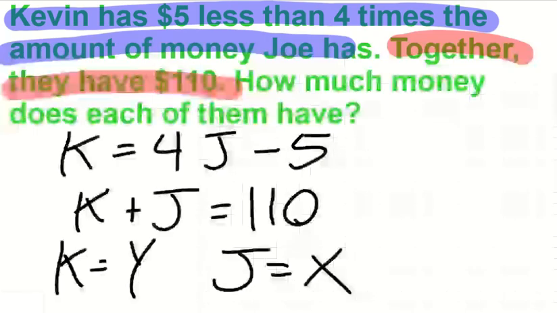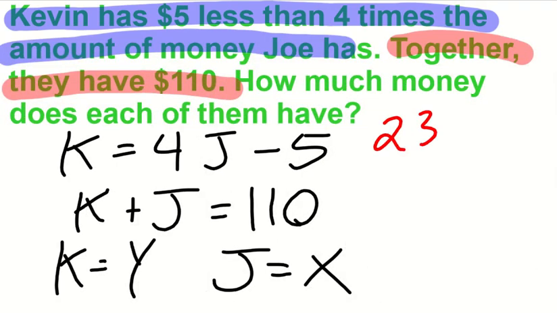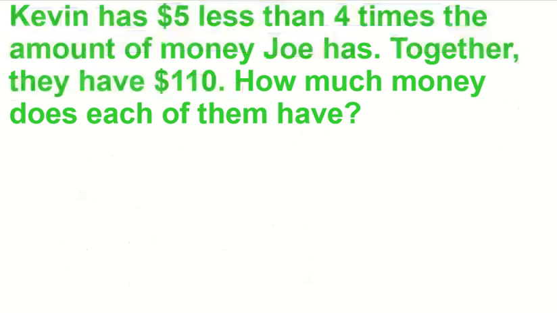So when we have 23, 87, how much money does Joe have? 23. Joe was X. How much money does Kevin have? 87. Kevin was Y. All right, just keeping straight the ordered pairs. Everybody kind of following on this? The hardest part really is getting the equations. The next hardest part is keeping straight which letter's which.